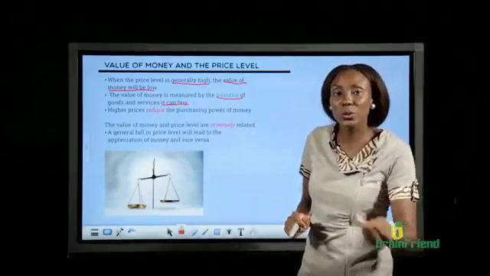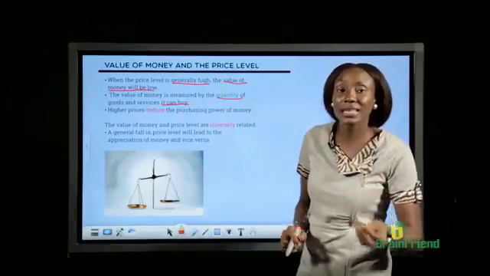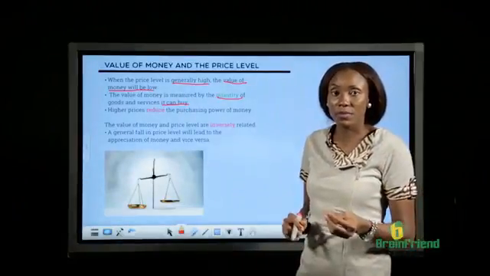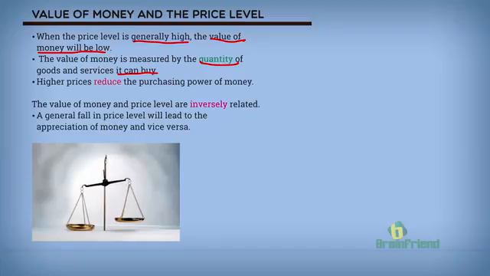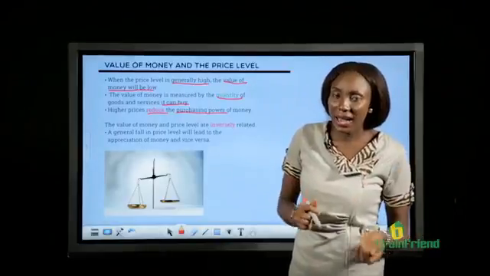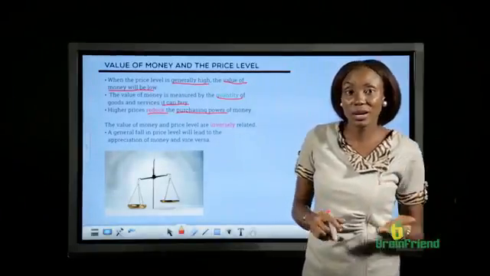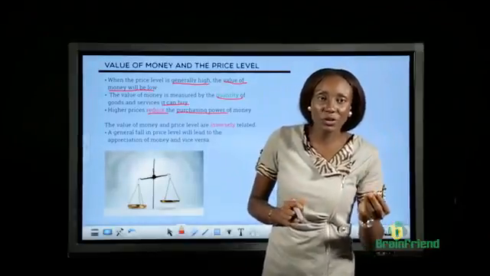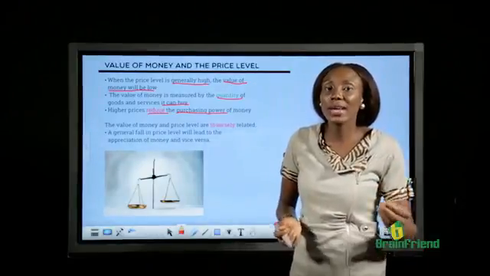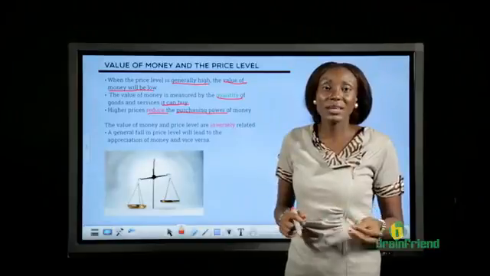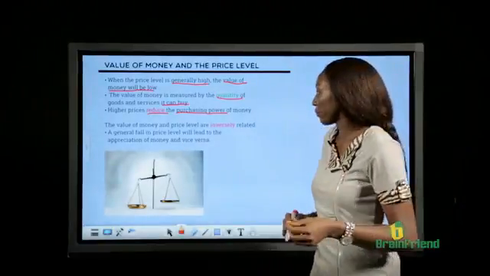But when you can buy much with a little amount of money, we will say that the value of money is high. And as well, you can say that the purchasing power of money is high. Now, say higher prices reduce the purchasing power of money. Like we said earlier, when the price of goods is high, it reduces the value of money. You go to the market with an amount of money that you used to use back then to buy so much, now you can only acquire very little with it, meaning the value of the money has dropped.